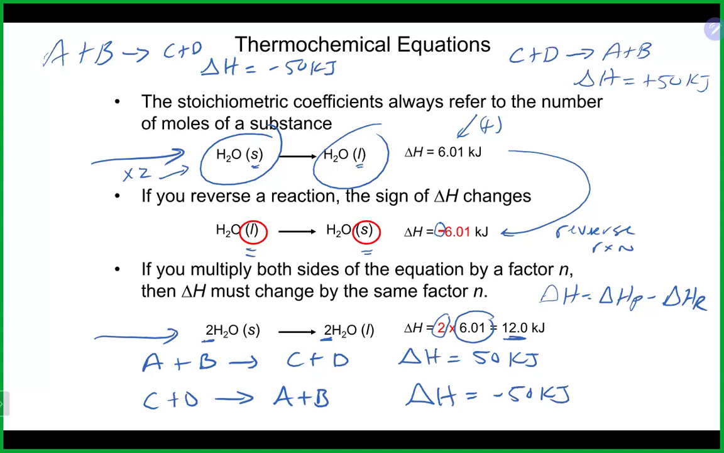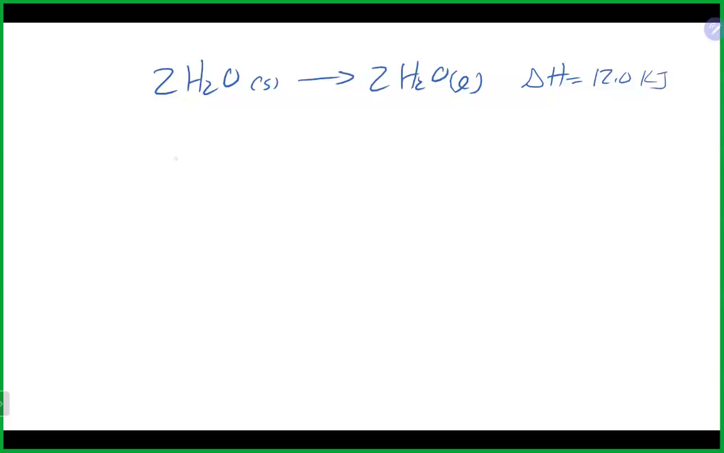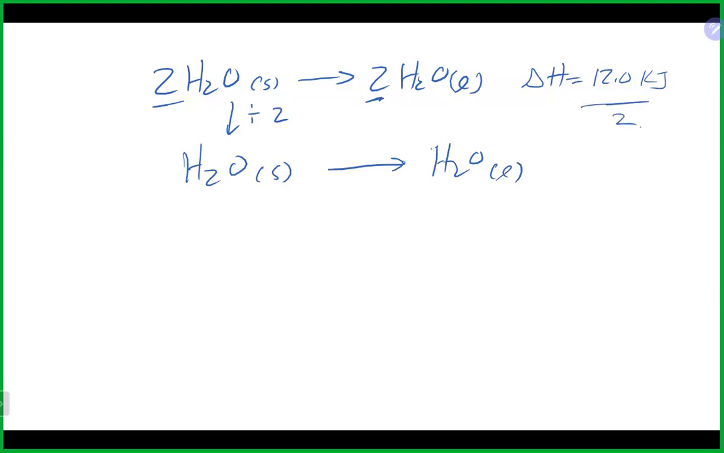By the way, if I need to divide by a common number, you divide the delta H by that. So if you had 2 waters, which was solid, goes to 2 waters that's liquid, and the delta H is 12 kilojoules. If you wanted just 1 water on each side, you would need to divide by 2 all the way across, everybody's coefficient in front by 2. That means when you get to here, you also need to divide it by 2. Gives us our delta H is 6 kilojoules.